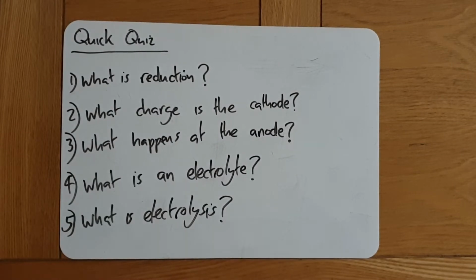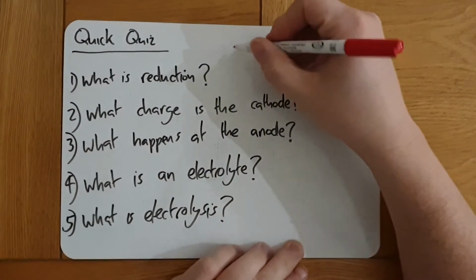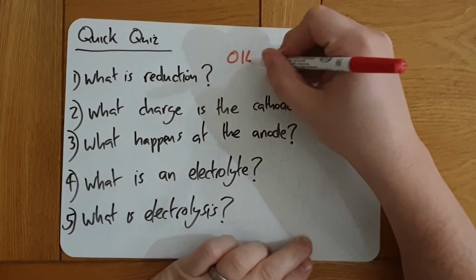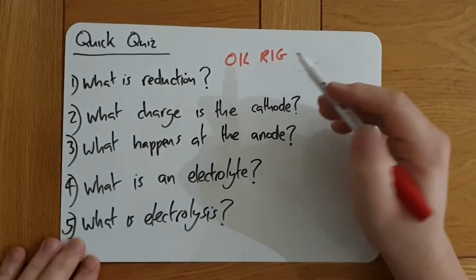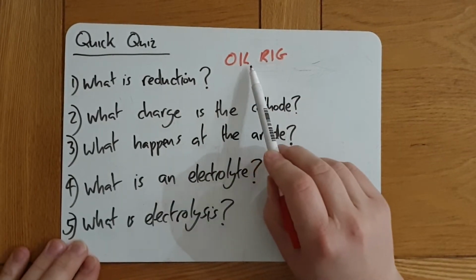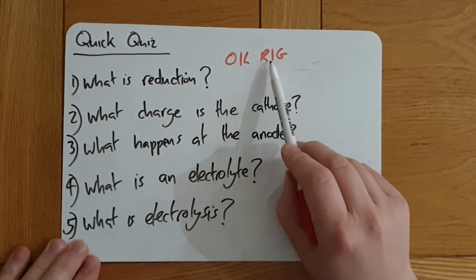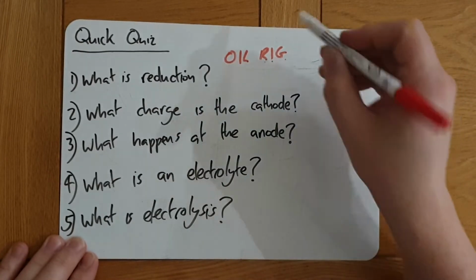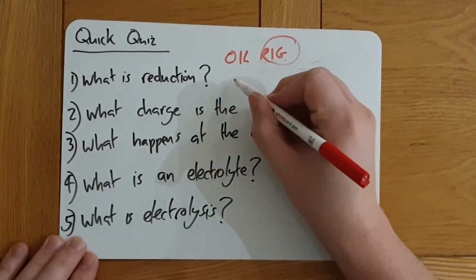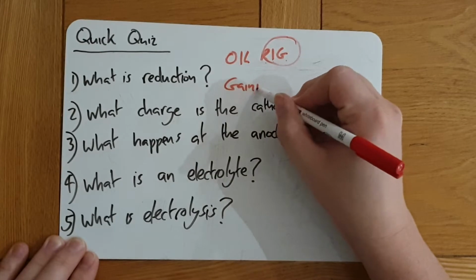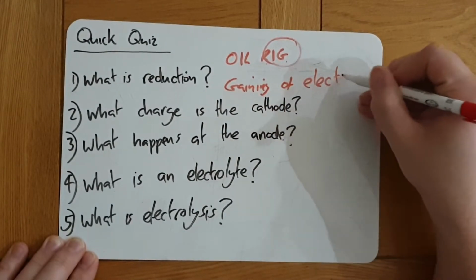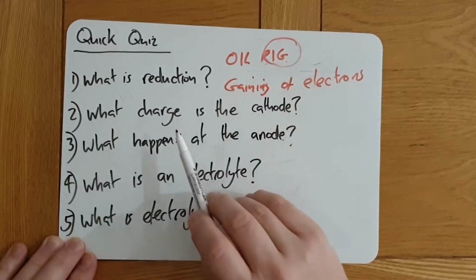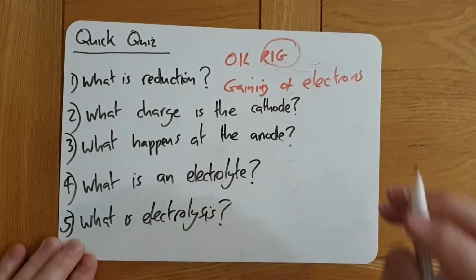So what is reduction? If you remember, the key to this is remembering the acronym OIL RIG. So it's not actually got anything to do with oil rigs, but it stands for oxidation is loss of electrons, reduction is gain of electrons. So the answer for what is reduction, it is gaining of electrons.